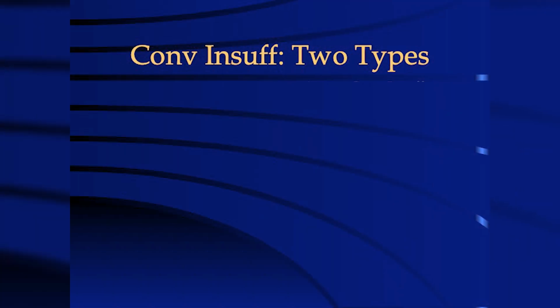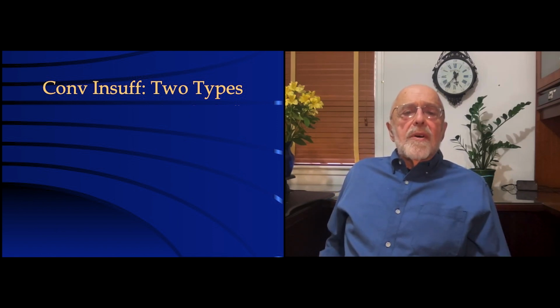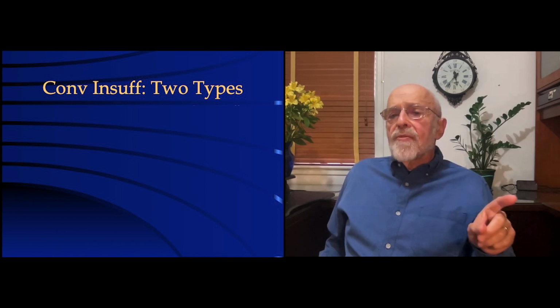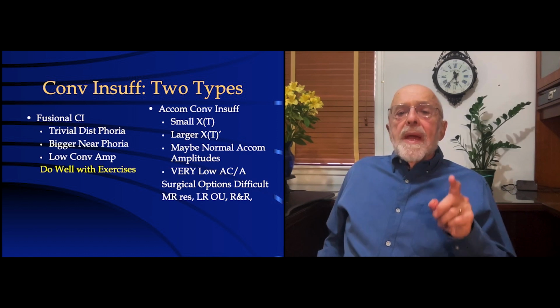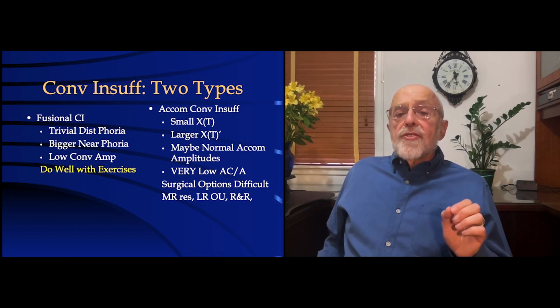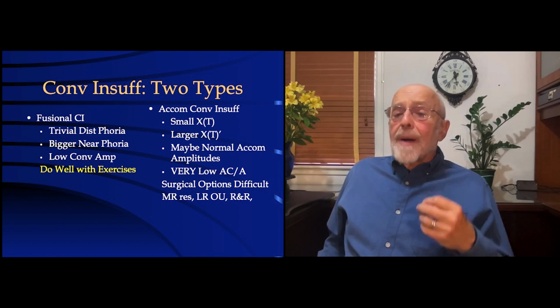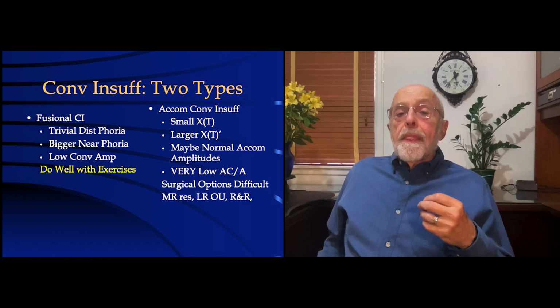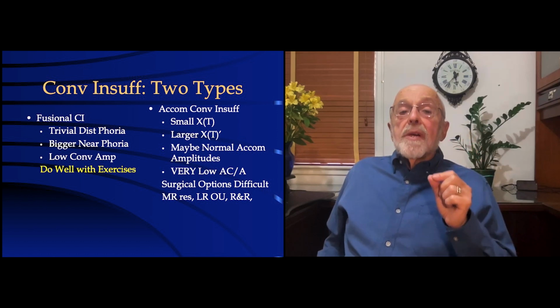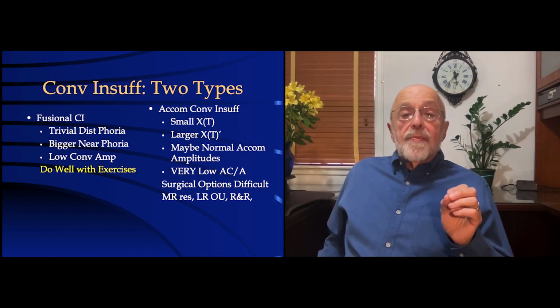Convergence insufficiency, the near exo bigger than the distance. Well, it turns out that if you really study these patients, there are two different kinds of patients that both meet the definition of convergence insufficiency. And I think it's important to think of them differently because there are different things going on. On your left, it talks about a fusional convergence insufficiency. These are patients that have a trivial distance phoria, they're usually not tropic, a bigger near phoria, probably not tropic, and they have low convergence amplitudes, but it's not on the slide, normal accommodative amplitudes. They do well with exercises.